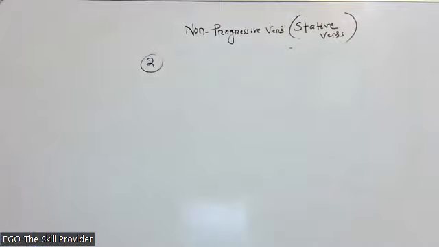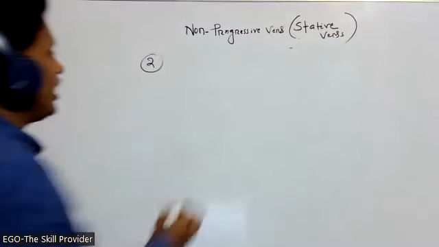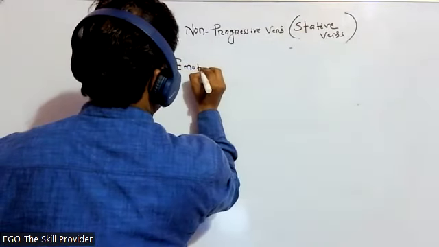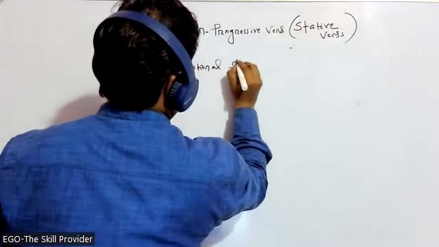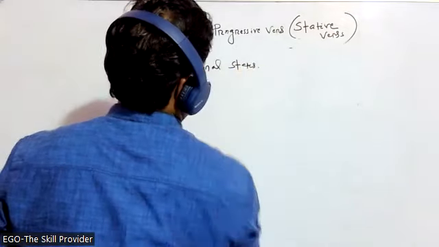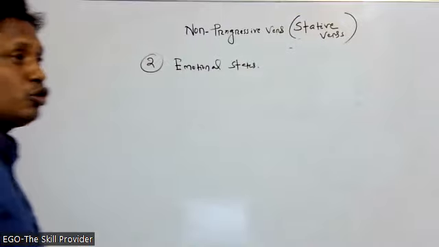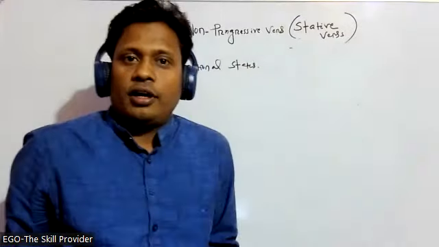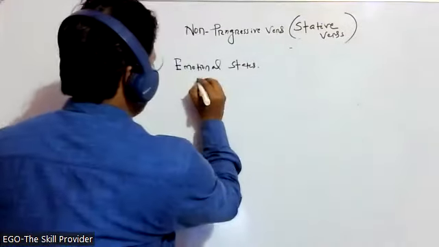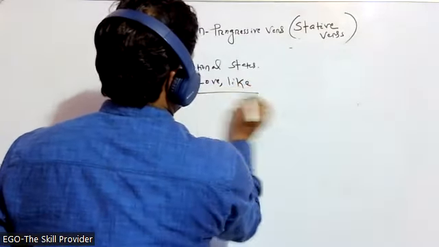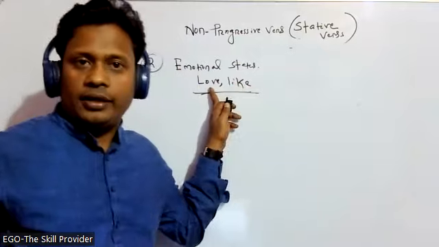The second one is something called emotional state. There is something called emotional states also. What is the emotional state? Emotion, just like love, like. Frequently you are using these.